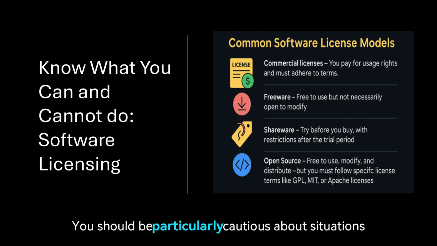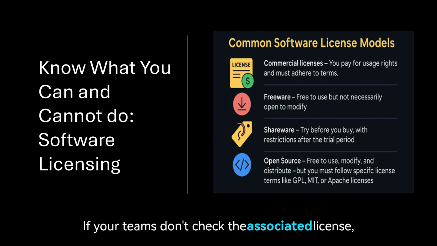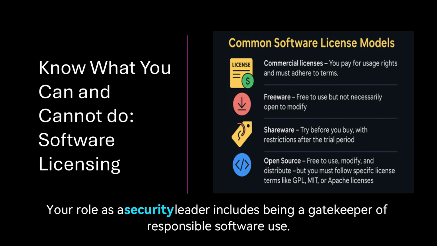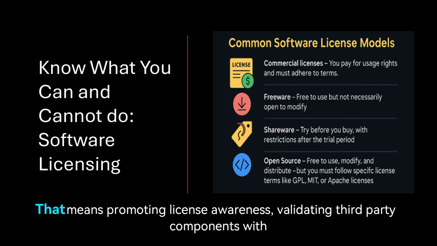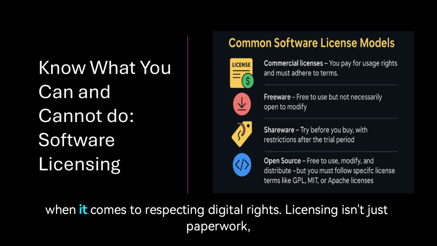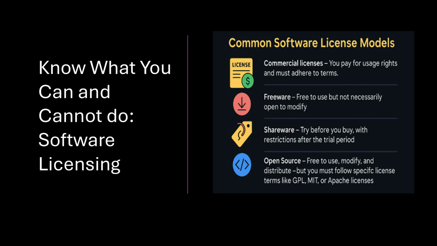You should be particularly cautious about situations where developers copy code from forums like GitHub or Stack Overflow. If your teams don't check the associated license, you could unknowingly violate intellectual property laws. Your role as a security leader includes being a gatekeeper of responsible software use. That means promoting license awareness, validating third-party components with legal or procurement teams, and leading by example when it comes to respecting digital rights. Licensing isn't just paperwork, it's protection. When you get it right, you keep your organization compliant, secure, and out of legal hot water.